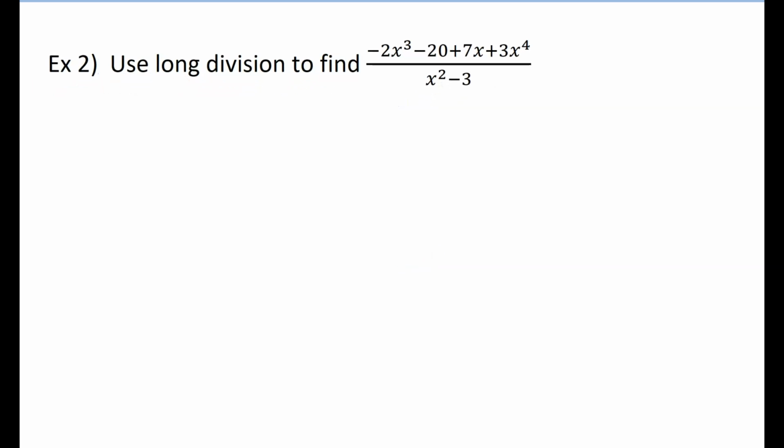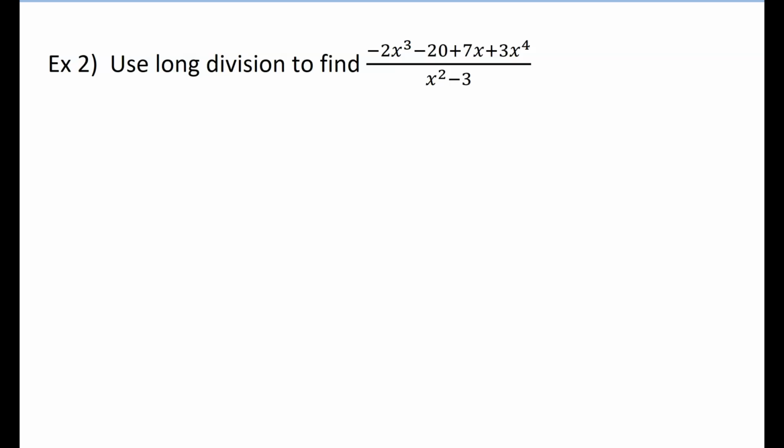Yes, we want to start with the highest degree term. Okay, so that's the first thing I notice about this one. It is not in our nice standard form for us. So when I go to rewrite this with our division bar, I'm going to go ahead and put it in the order that we need it.